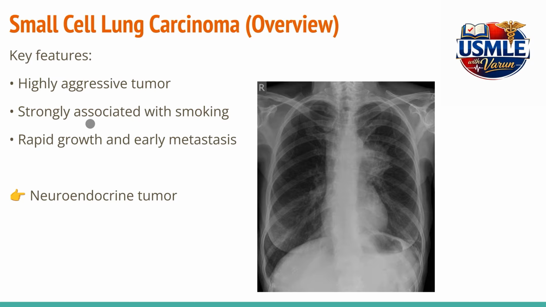Small cell lung carcinoma is a highly aggressive tumor that is almost always associated with smoking. It grows rapidly and tends to metastasize early, which is why it is often presenting as an advanced disease state. Importantly, this is a neuroendocrine tumor, which explains many of its systemic effects.